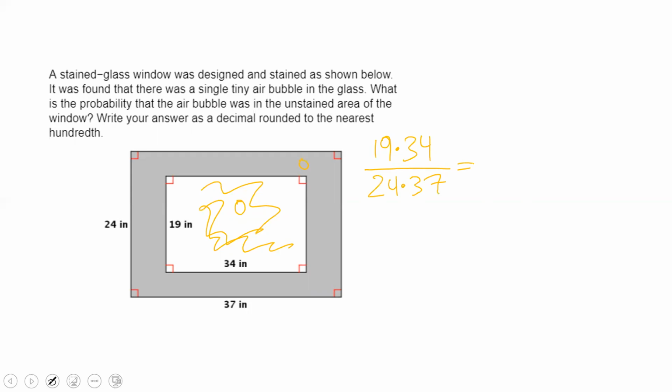So 19 times 34 divided by 24 times 37. Oops, my calculator gave that to me as a fraction, 323 over 444. I can convert that to a decimal by just doing division. And that's going to give me 0.72747 and so forth. We want this rounded to the nearest hundredth. So this 2, hey, that 7 will make the 2 round up. So we'll have 0.73 as my probability.